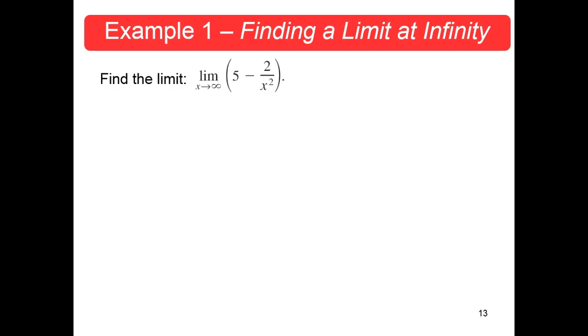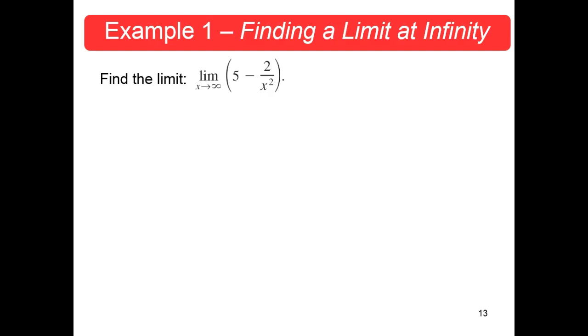Now, let me just show you the quick and dirty of this. If your denominator is getting large, and there's not a variable in the numerator, where is this going? The ratio of this, as x is very large? 0. Well, it's a minus, but this is going to 0. This stays 5. So this is just going to be 5.